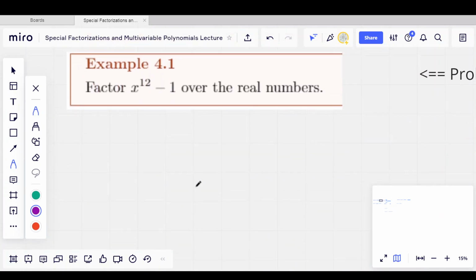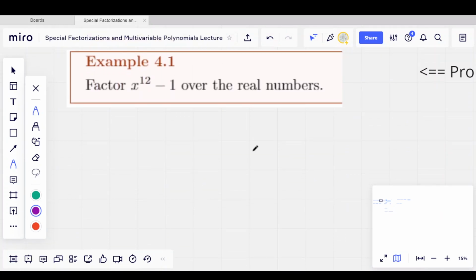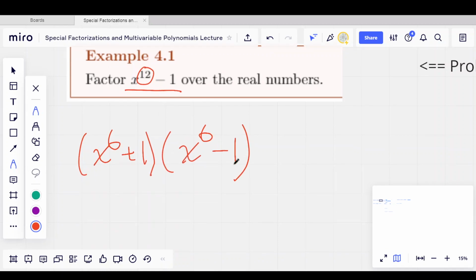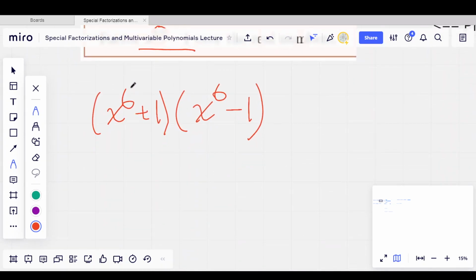So the first example is very simple. Factor x to the 12 minus 1 over the real numbers. So for most of these examples, I'll be walking you through how to solve it, but I'll also let you have a chance to do the harder problems. Okay, so basically you see this 12 right over here. It's even, so you can factor it as x to the 6 plus 1 times x to the 6 minus 1 first.